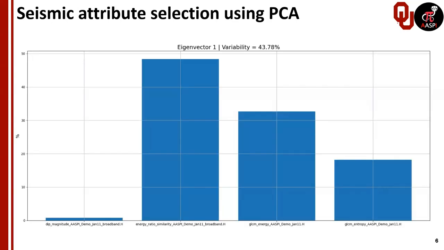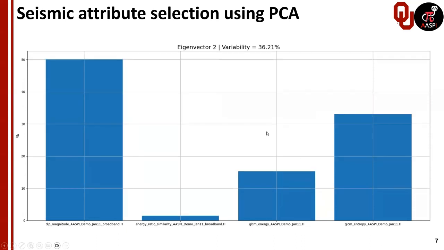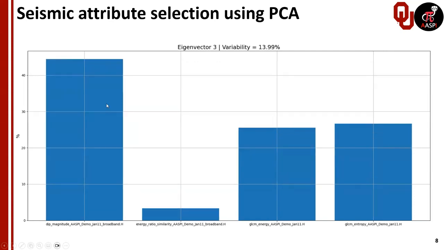This is just an example. Right now, it does attribute selection per eigenvector. So you see the eigenvector number 1 in this example. The coherence is the most important attribute, followed by the GLCM and energy, and then the entropy. When you see the eigenvector number 2, that represents 30% of the variability. The dip magnitude is the most important, followed by the GLCM and entropy. And if you see the eigenvector 3, the magnitude is still the most important, followed by GLCM and entropy. So based on this, you can select, okay, maybe I want to use the coherence, the magnitude, and GLCM and entropy for my analysis, and then you can do that.